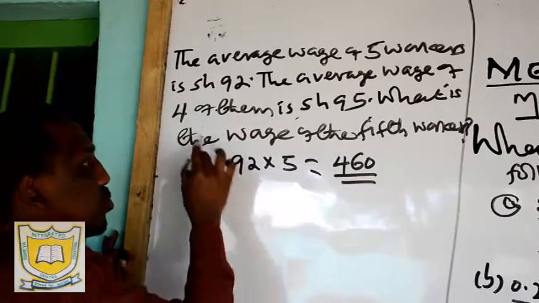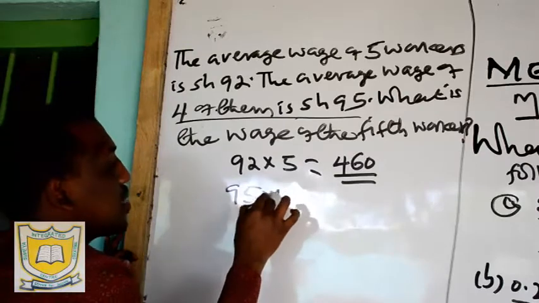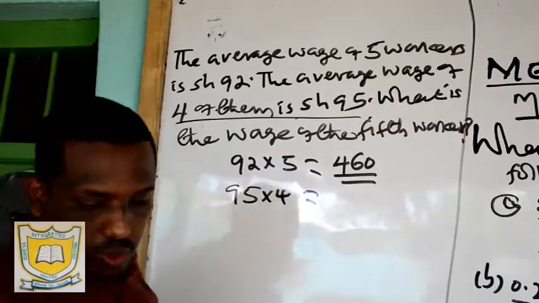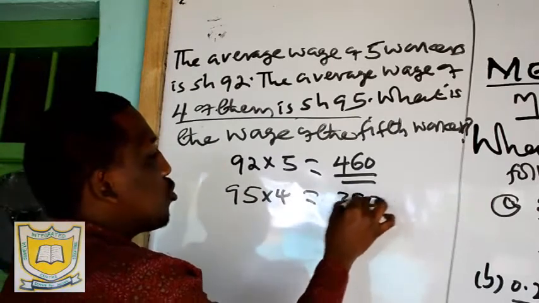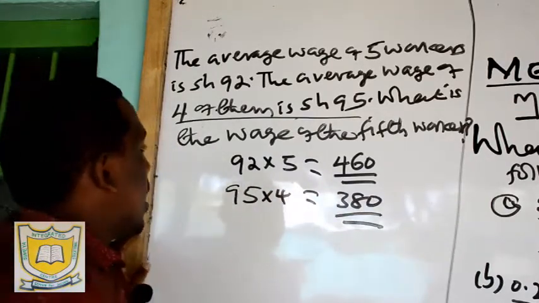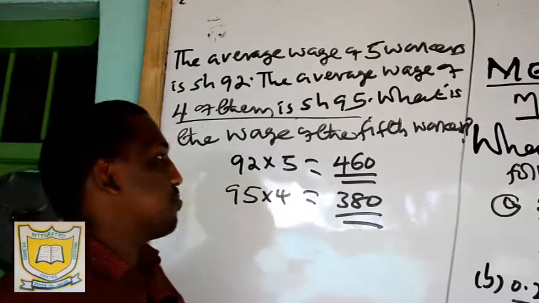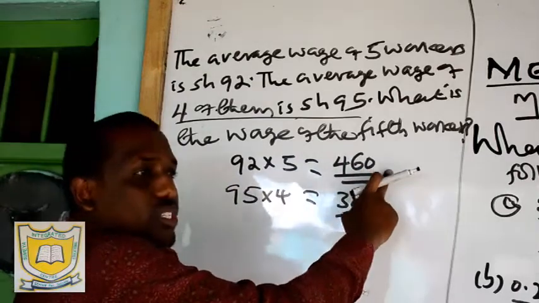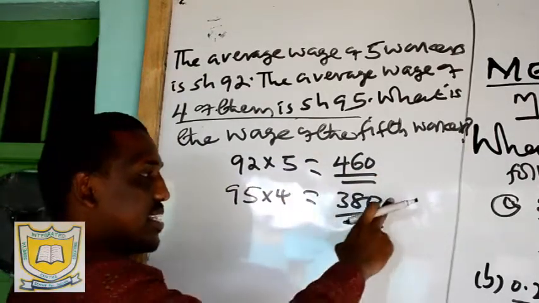Now let us get the total of the 4 of them. The average wage of 4 of them is 95, so 95 multiplied by 4. When you multiply, you will get 380. So now, when there are 5, the total wage is 460. When there are 4, it is 380.